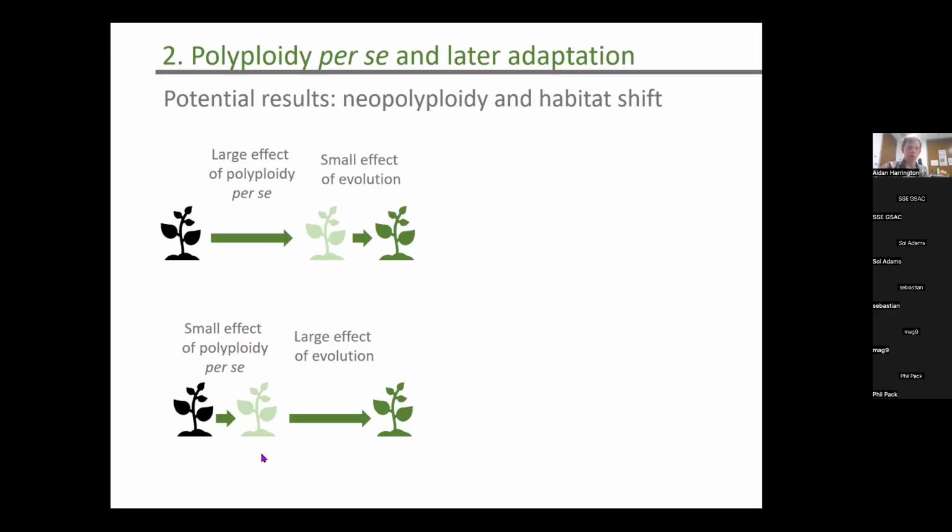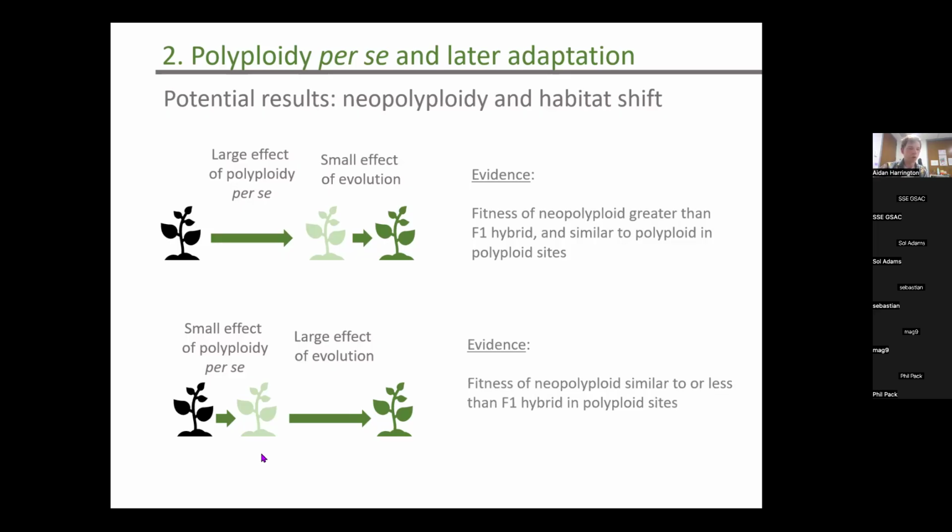And the potential results here. So, if it is true that polyploidy per se is the main driver of this shift in habitat, then the evidence that I would need would be that the fitness of the neopolyploid is greater than the F1 hybrid, and similar to the polyploid in polyploid sites. If that is not true, if there's a small effect of polyploidy per se or no effect, then I would expect that the fitness of the neopolyploid would be similar to or less than the F1 hybrid when planted in polyploid sites.